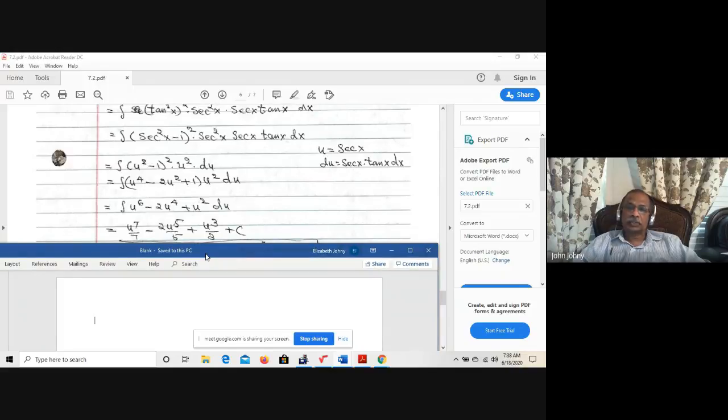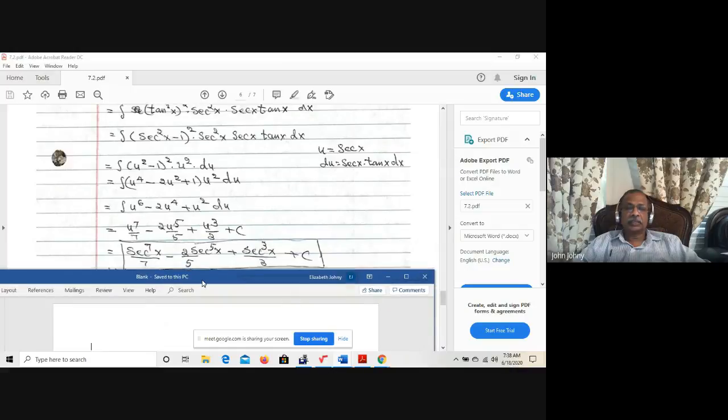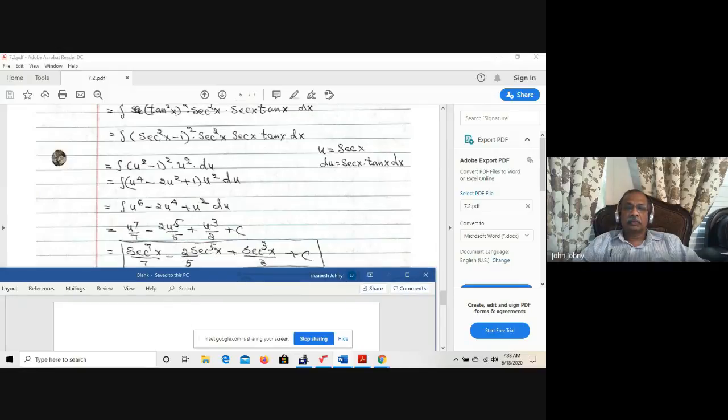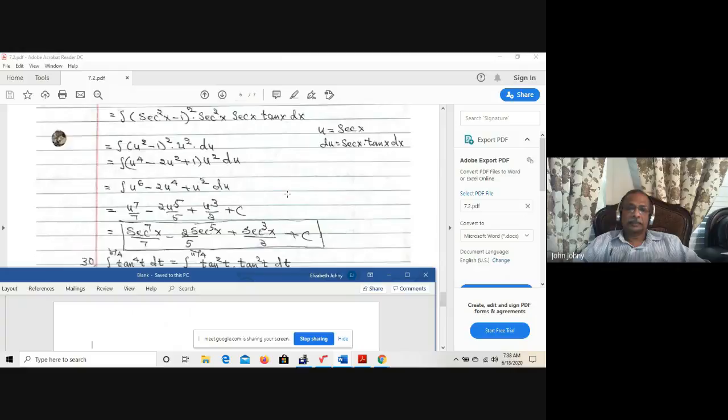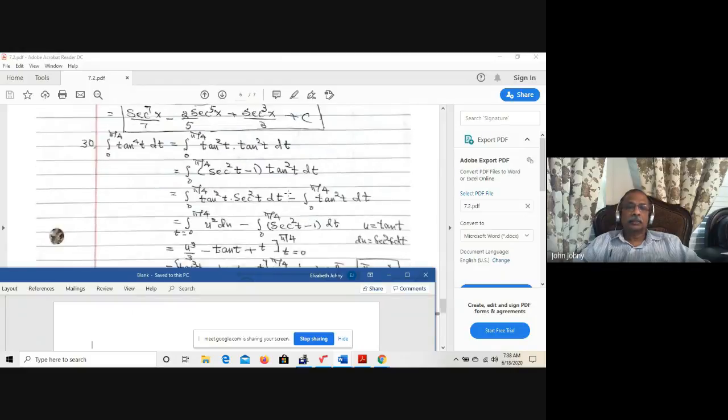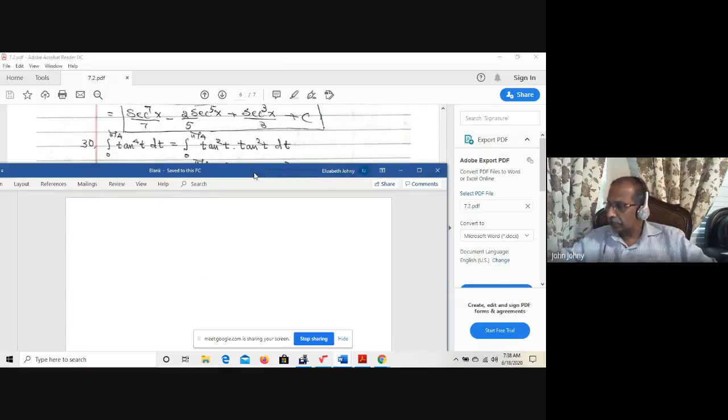And u is the same as secant x. So it is secant to the power of 7 x over 7 minus 2 times secant to the power of 5 x over 5 plus secant cubed x over 3 plus constant of integration. Number 30. This is a definite integral.